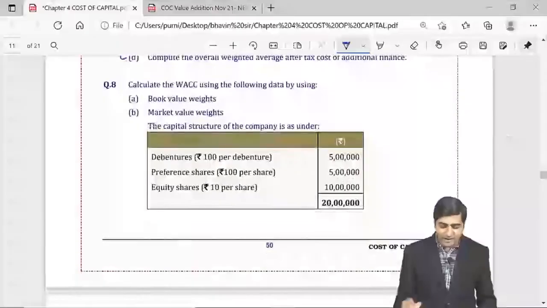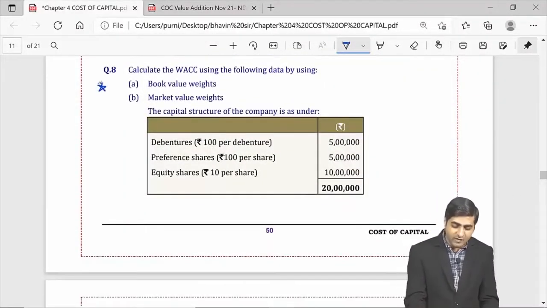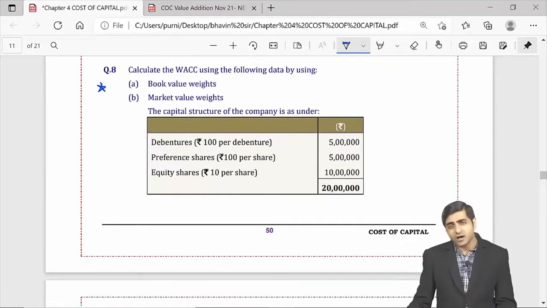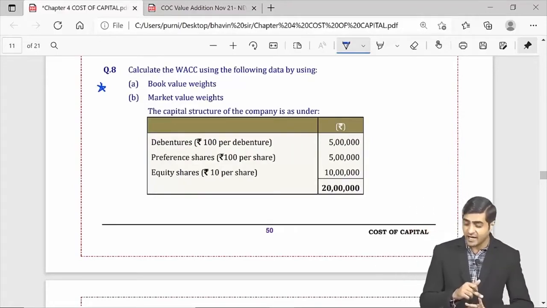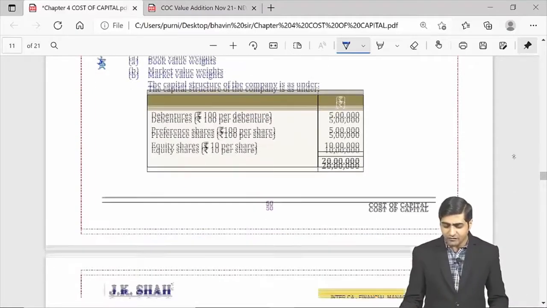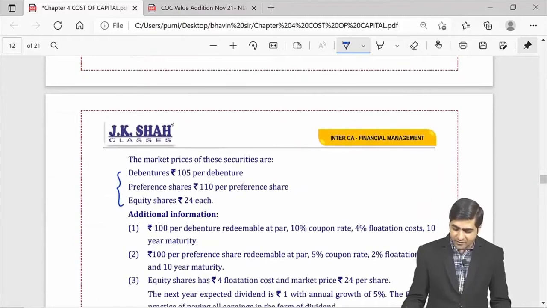Now coming to question number 8. In this question, I want you to revise it one day before the examination. Here we have book value weights and market value weights both. In this particular question, we have 3 types of instruments: debentures, preference shares and equity shares. We have the face values available, and at the same time we have market prices available.